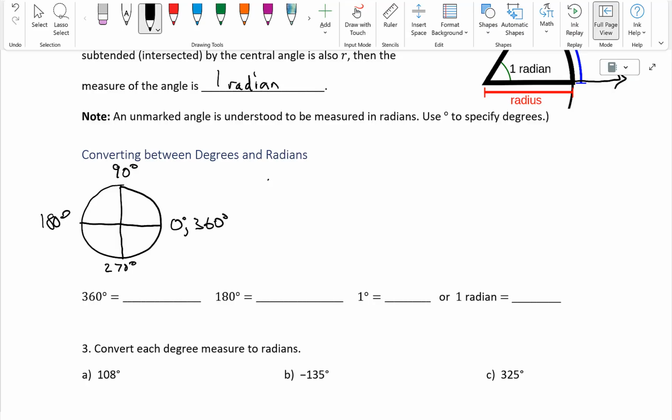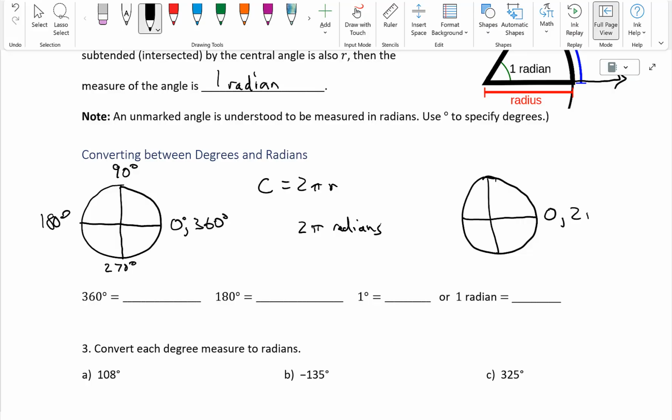You also might remember the circumference of a circle is 2 pi r, and we just talked about how for a central angle, 1 radian is an angle that intersects an arc of measure 1 radian. So really this is 2 pi radians. And so we know for a whole circle, all the way around, a central angle would have measure 0 if we don't move at all, but 2 pi for the full circle. Right, so it's 2 pi radians to go all the way around.